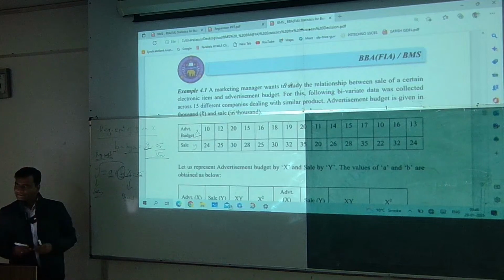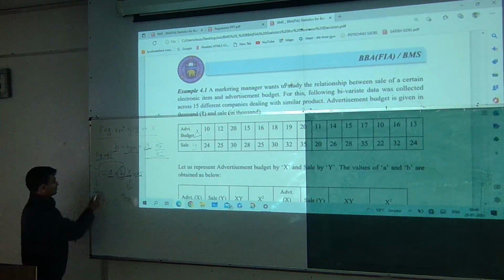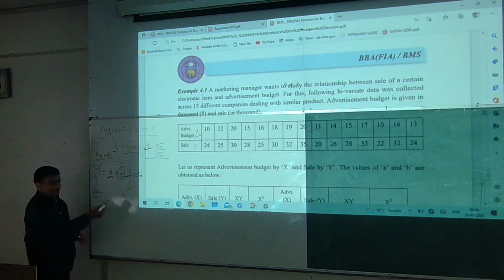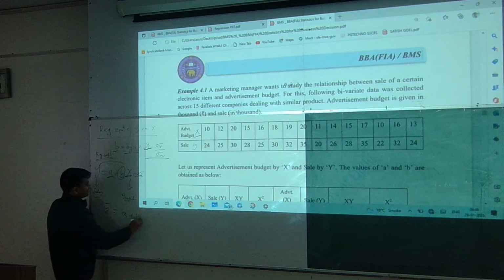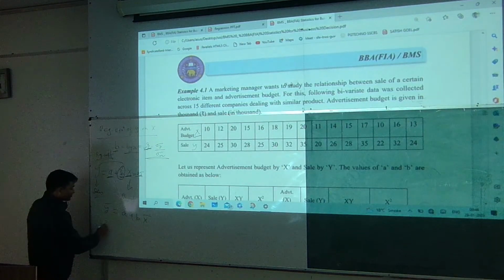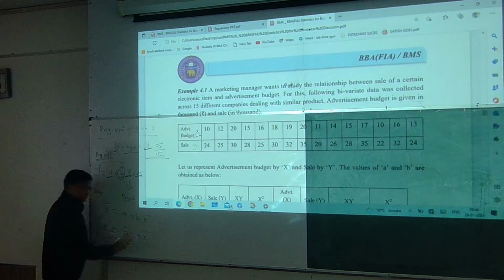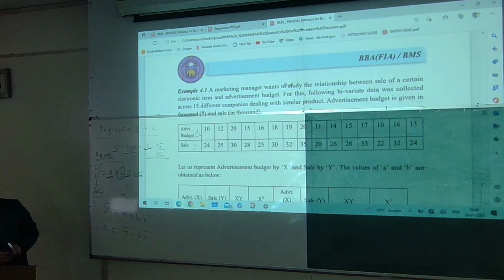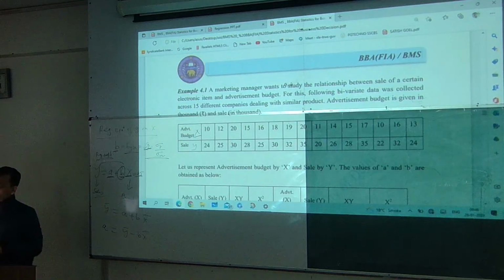Once you know all these three values, you can easily find this. And once you find this, you can put it here, and you know how to find a. Because you know this line would satisfy a plus b x bar, so you can also find the a value through y bar minus b x bar. So once you find a and b both, you can put them in here and you get your regression equation.